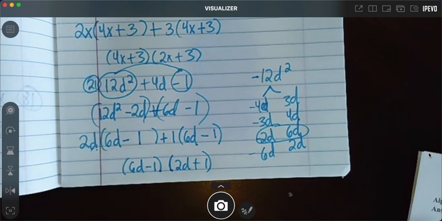Next up, we have 22. We're getting through this, y'all.